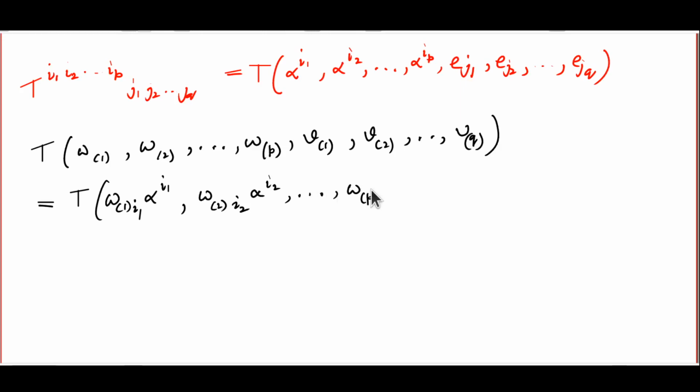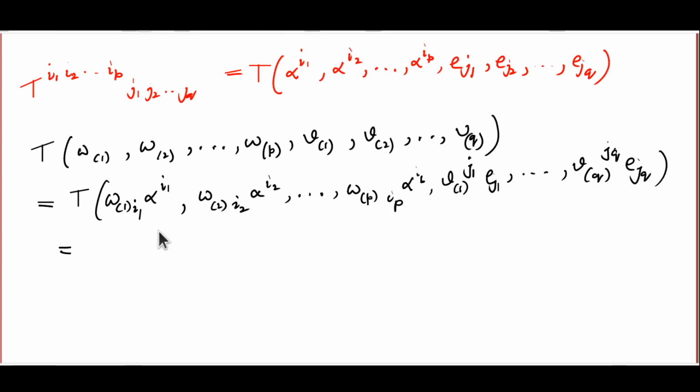Omega P, IP, alpha IP. Then you will have V1, J1, EJ1, and so on until you get to VQ, JQ, E, JQ. So, the result, of course, is easy enough to find out.